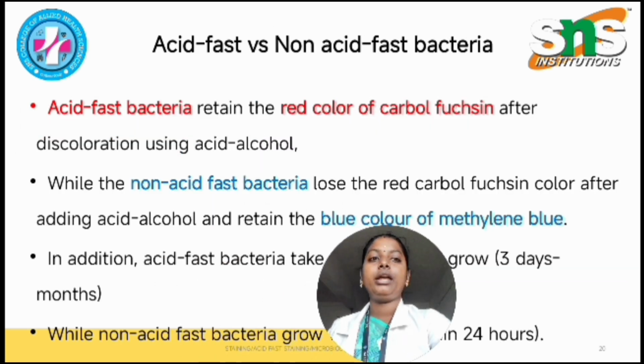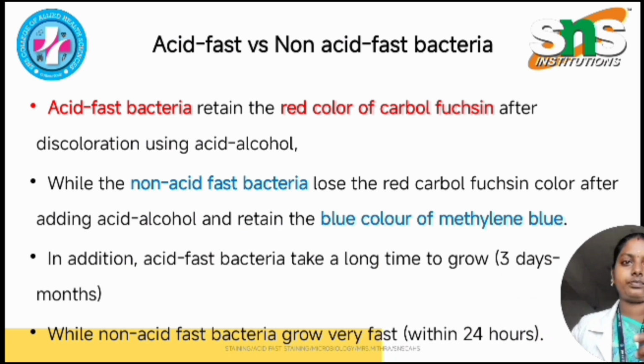So coming to acid fast versus non-acid fast bacteria. Acid fast bacteria retain the red color of the carbol fuchsin after treatment with acid alcohol, while the non-acid fast bacteria will lose the red color after adding acid alcohol, and retain the blue color of the methylene blue. So acid fast bacteria appear as red color, whereas non-acid fast bacteria appear as blue color. So I have mentioned in the color: acid fast red color, non-acid fast blue color.